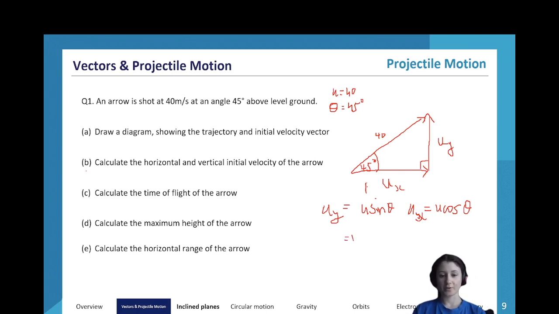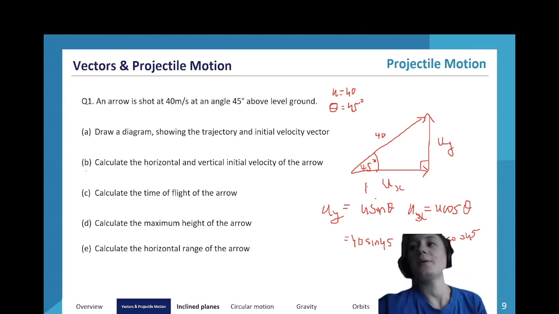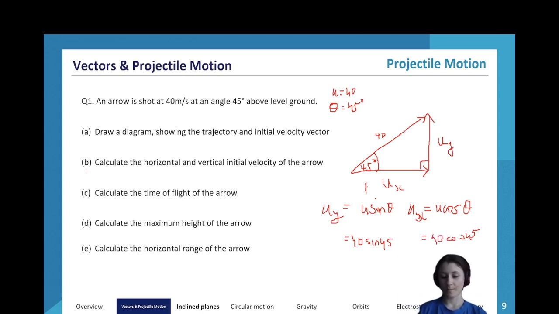So subbing our values in, we're going to have 40 sine 45 and 40 cos 45. So if anybody is in methods, you might know what sine of 45 and cos of 45 is, right?